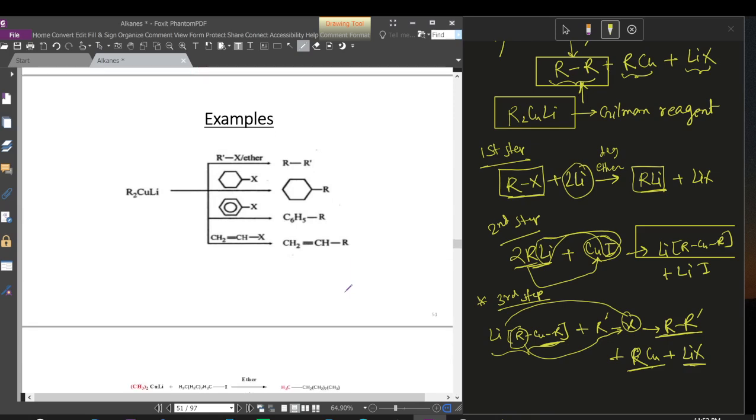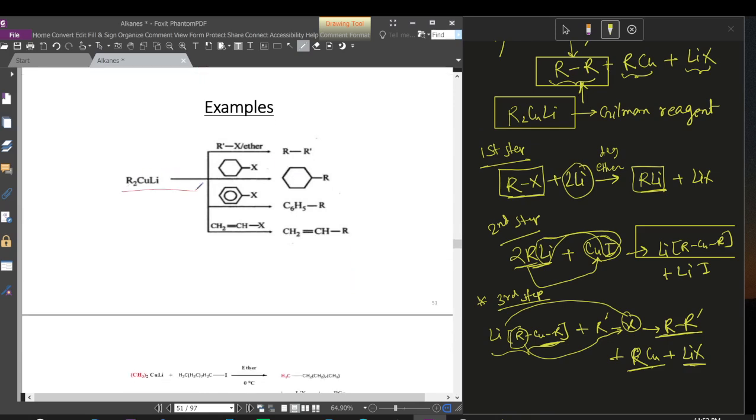Here we see some examples. This is R2CuLi, that means lithium dialkyl organocuprate, reacting with the alkyl halide. This will be an alkyl halide, this one is aromatic, and this is an alkene. So in every reaction, in the product, we see that the X or halogen is replaced by the alkyl group. So the halogen is replaced by the alkyl group, and this will form our alkane.